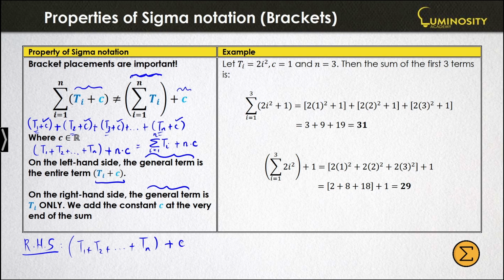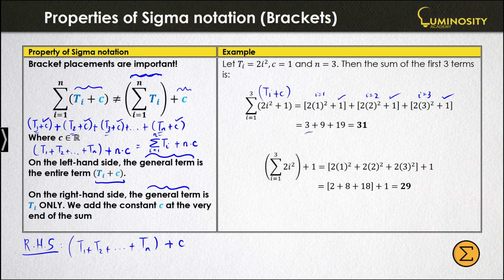Let's have a look at an example. Let t_i equal 2i squared, let c equal 1, and let n equal 3. Then the sum of the first three terms is as follows. So here's your t_i plus c, and this is the entire general term in brackets. So if you add up the first three terms, i equals 1 goes in here, i equals 2 goes in here, and i equals 3 goes in here. And you can see the plus 1 being added inside those individual brackets.